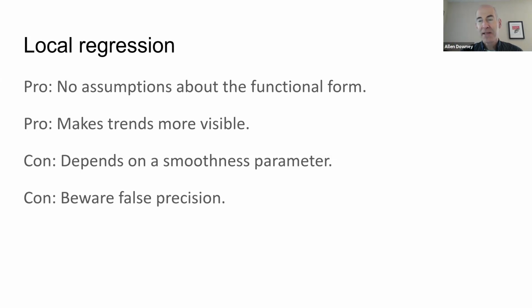The nice thing about it is that if there are trends in the data set, they become nicely visible in the lowess curve. One drawback is that it has a parameter. You kind of have to decide how smooth you think the data is. In this example, I'm using the default value. The other danger of local regression is that it's easy to overinterpret the result and think that it is much more precise than it is.